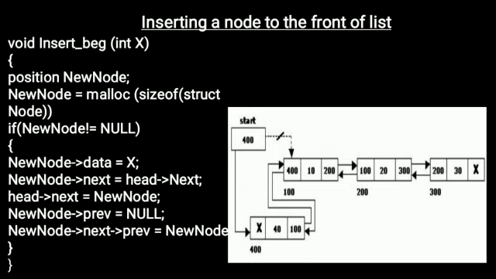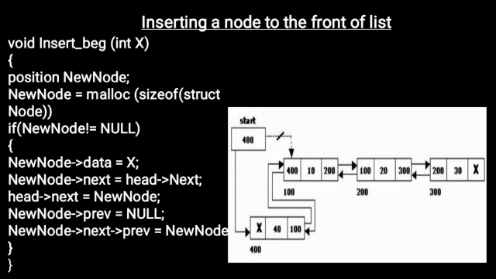Here we are returning nothing, so the return type is void. Then write a function name as insert begin. Here the input is x value, that is the data to be inserted into the new node. First, we declare the position for the new node. Then we allocate memory for the new node by using malloc function. If memory is not enough, then we are not able to insert a new element. Otherwise, we insert the new element by using 5 steps.